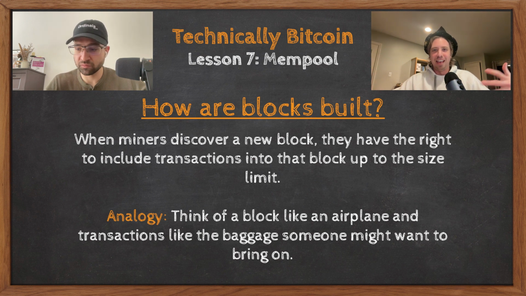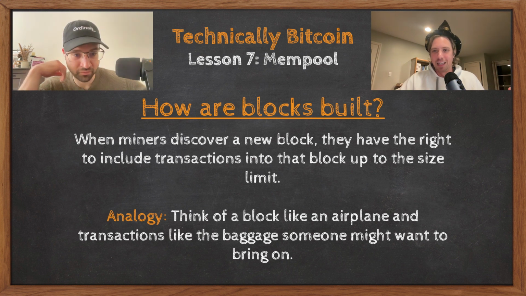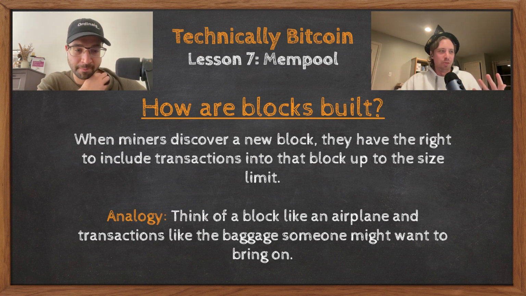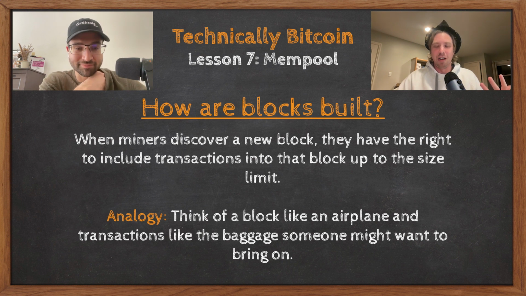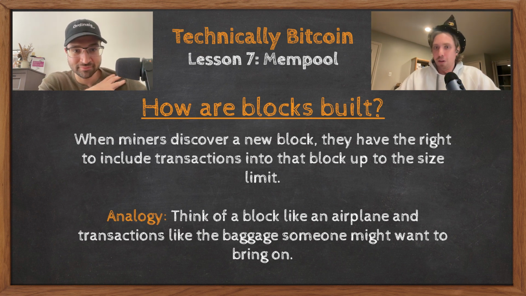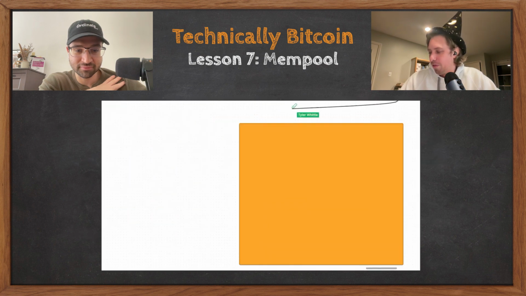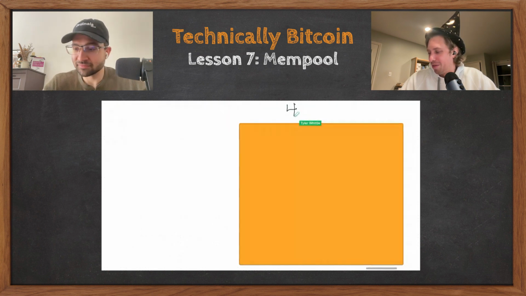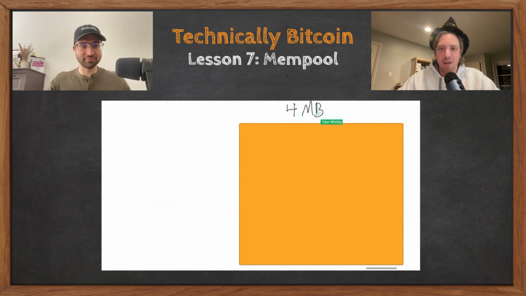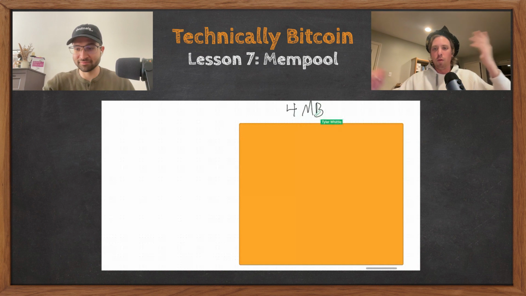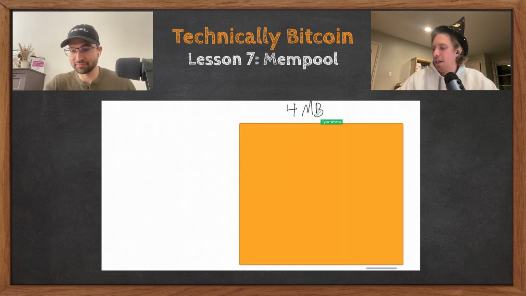Take the analogy that building a block is kind of like filling an airplane with baggage. The question is, how do we decide what baggage to bring onto the airplane? The first thing to do is to ask how much room the airplane has in general. We like to say that the airplane has roughly 4 megabytes of weight units, which is something we won't get into today. But let's say there's 4 megabytes of space on this airplane.